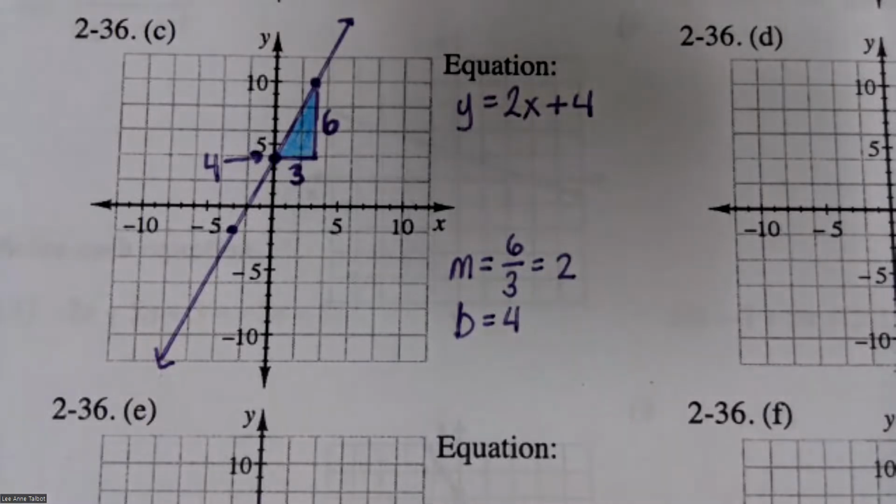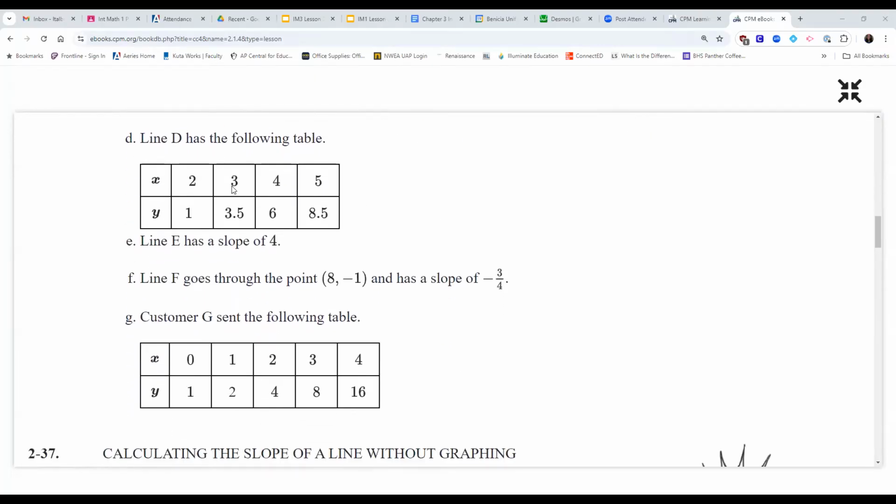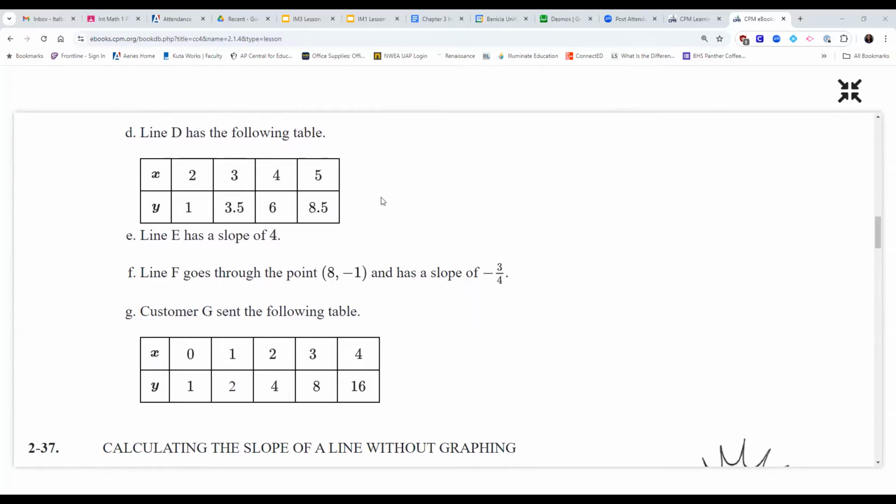Don't worry, when we get done with number 36, I'm going to teach you the way to do this without having to make a graph and a triangle every time. So it's going to be good. Okay, line D has the following table. Can you guys graph these 4 coordinates, please, on the D one? Oh, there's halves. That's not going to be good. Okay. (2, 1), (3, 3.5), (4, 6), (5, 8.5). Yikes.